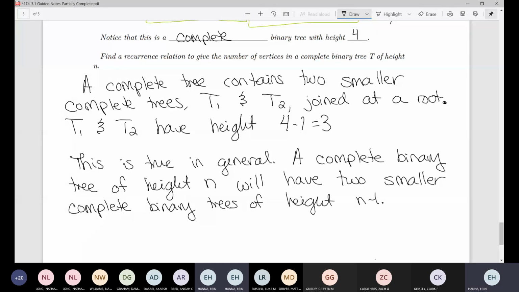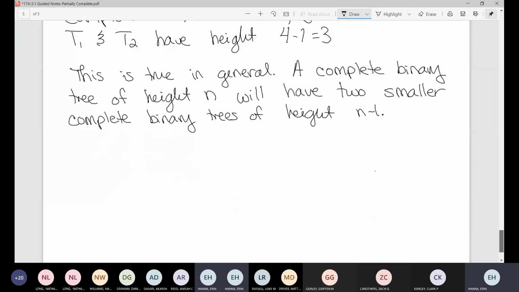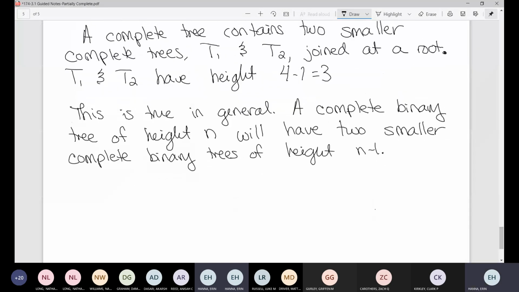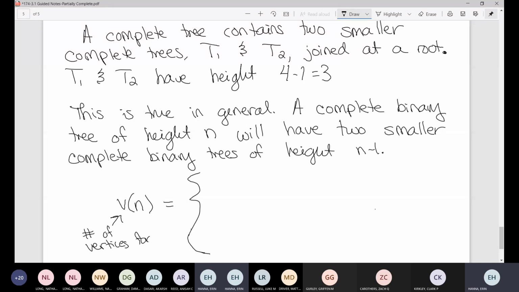So essentially that idea is going to allow us to define this recursive relation for how many vertices we're going to have. So say I want to define this recursive relation for the number of vertices. And we're going to say that the height is that n value, so that's what we're kind of using to find these.